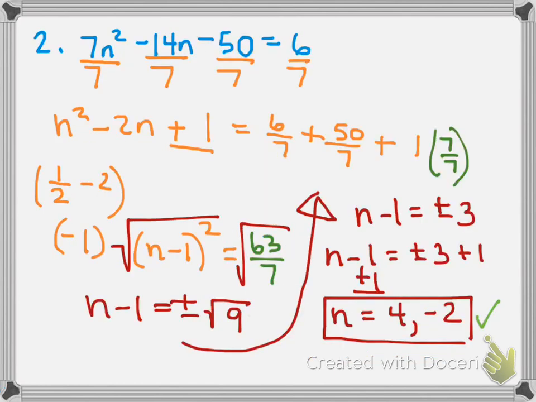Okay, this next problem starts out 7n squared minus 14n minus 50 equals 6. It's the blue problem. The first thing you need to do is divide everything by the leading coefficient, which is 7. So divide everything by 7. Great. Then you add the constant to the other side. The constant is this, and I have to add that negative 50 over 7 to the other side. So that's where I did that.